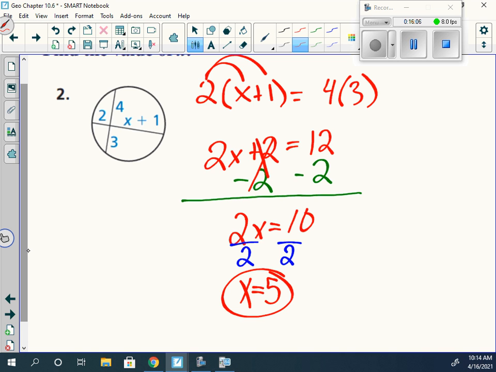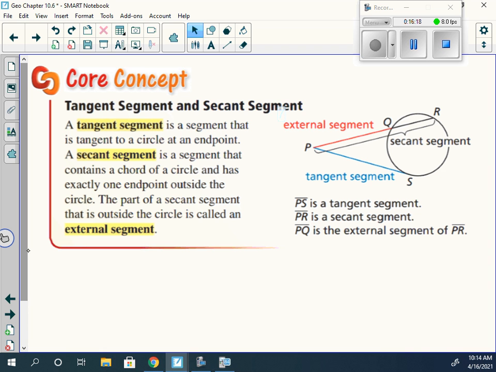Any other questions on this here before we move on to the next theorem with circles that we're going to look at today? Okay. So we have two other theorems that we're going to look at dealing with tangent segments and secant segments. So a tangent segment is a tangent line that goes from the point of tangency to a point outside the circle. And our secant segment goes through the circle and connects to a point outside of the circle.